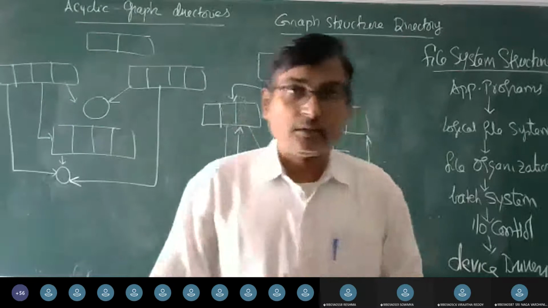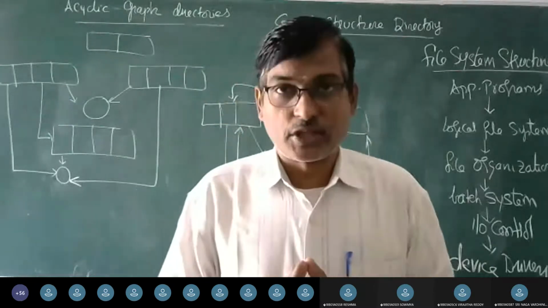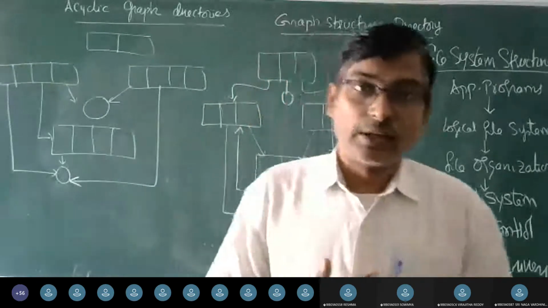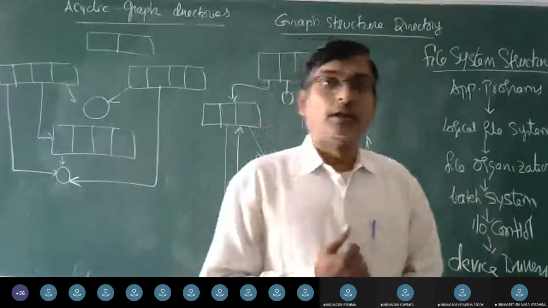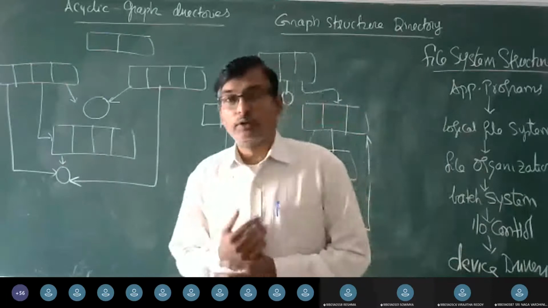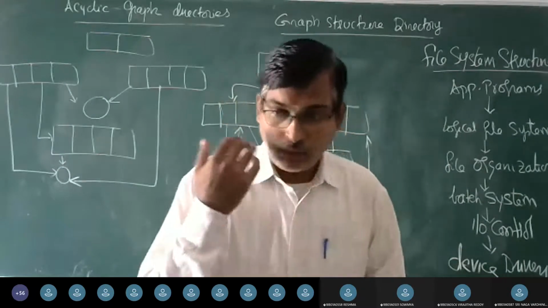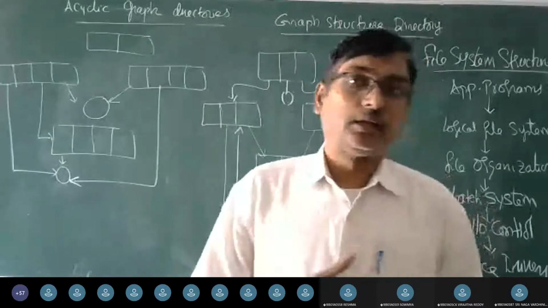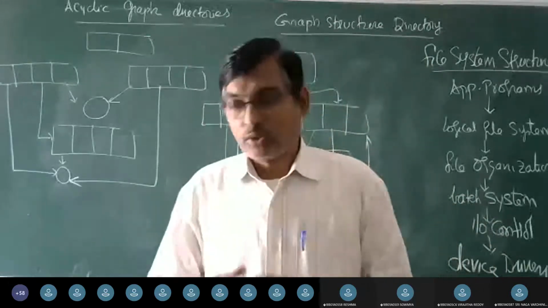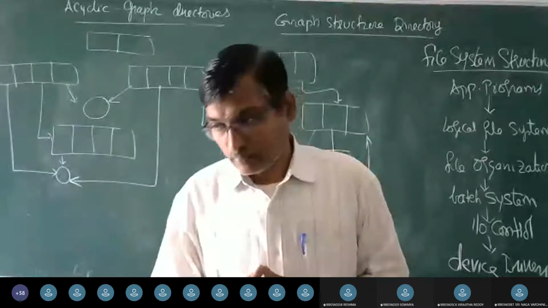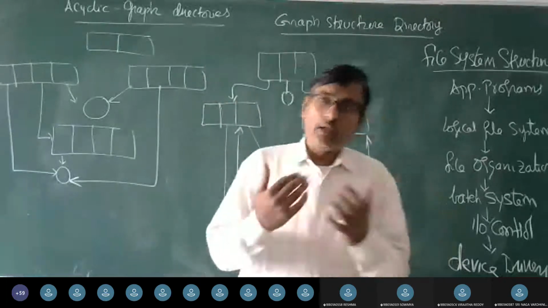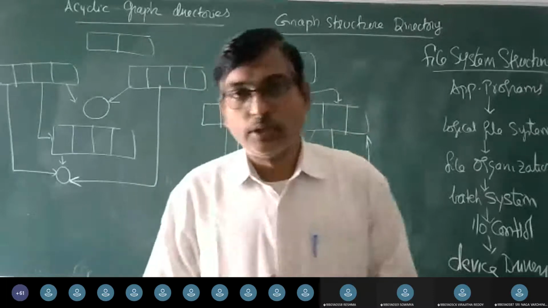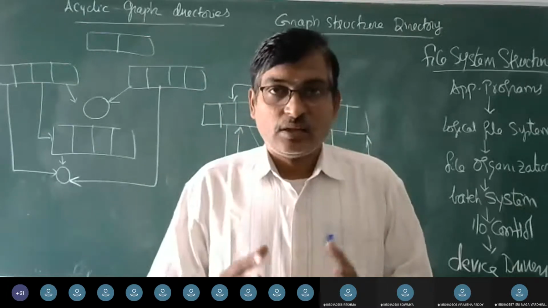In our earlier discussion, we were talking about directory structures. There, we talked about the single level directory structure, the multi-level directory structure, and third, the hierarchical directory, that is, a tree level or hierarchical directory structure. So, three items we have discussed. Every item has its own advantages and its own disadvantages.